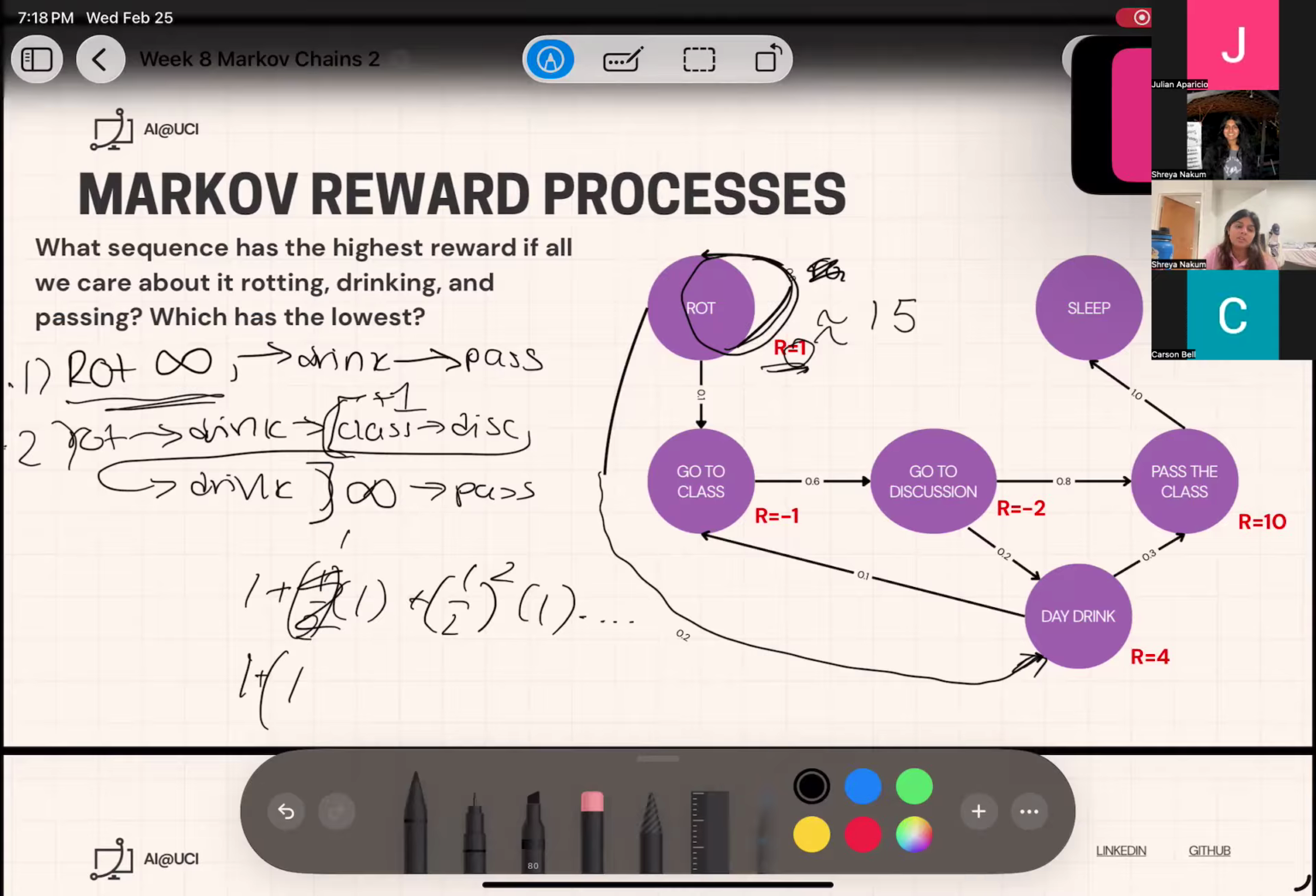The model wants the largest reward. It wants to have the biggest reward. So if rot, drink and pass the class gives me a total reward of 15, then that's the best sequence to take over my next couple of days. If I have, say, 3 days to study, then my discount factor that I choose, this is not something the model comes up with, you give the discount factor, then I care more about short-term rewards than long-run rewards.